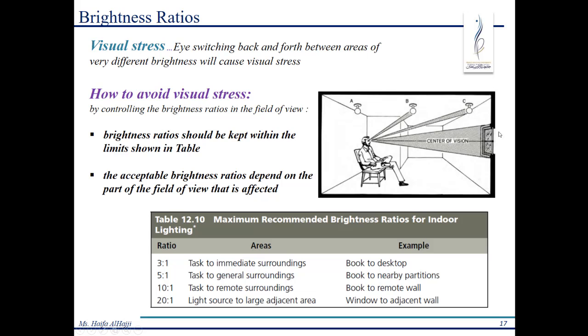For example, I'm looking at the window. Let's say it's a window or a painting. The window has a certain brightness level. Anything in my field of view should be of the same level of brightness. Now, if the wall here is not as well illuminated as the window, I'm going to see a difference in brightness. I'm going to experience something called visual stress.